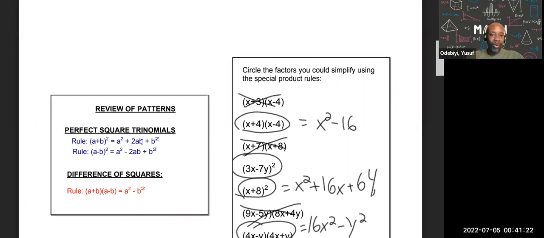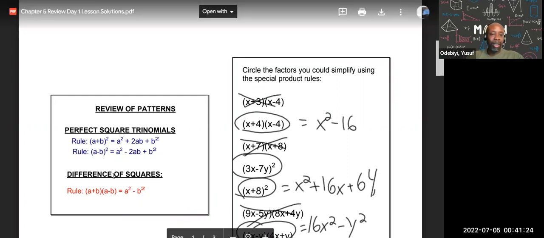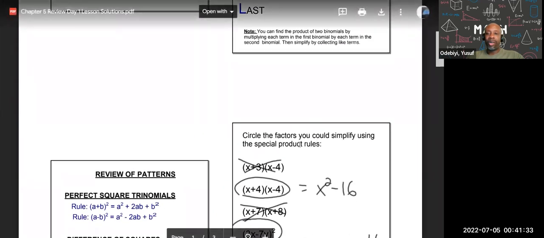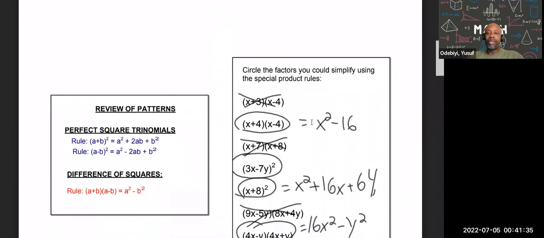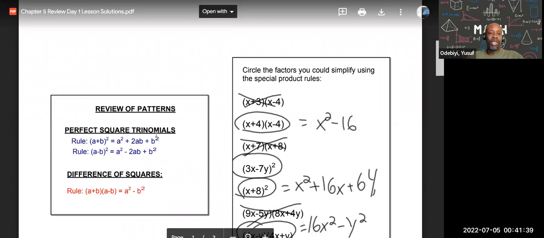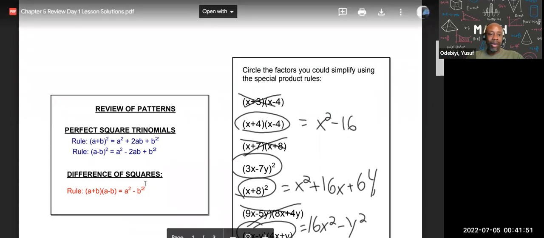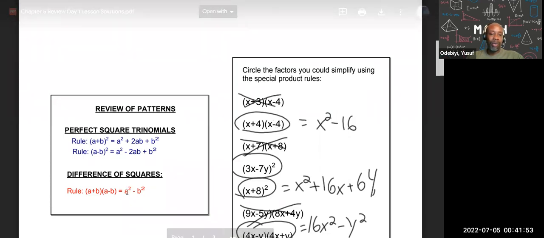So here, this is what we're looking at. Here are the rules, and here are the rules for difference of squares. I guess what it's saying is circle the factors you could simplify using special products. So the ones you can simplify using the special products are these here. This one is x plus 4 times x minus 4. That one there is a difference of squares, so it would be this one here.